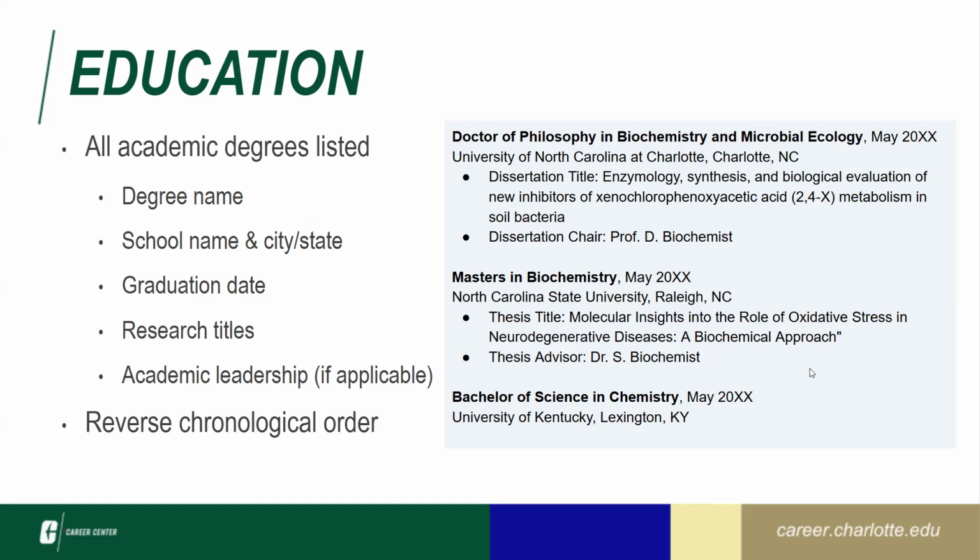So, have the degree name, have the school's entire name, as well as the city and the state. You do not need to put the range that you were in that degree. You just need to put your actual graduation date, the month and the year. And then underneath that, if you do have some type of research within that degree that you accomplished, whether it be a thesis or dissertation, that's where you would put the title of your dissertation. And then followed by that, you'll have whoever your academic leadership was on that project. So in the example, a dissertation chair or a thesis advisor would be that key person.